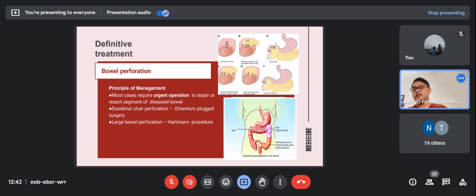Hartmann temporary or permanent depends on the stage of the disease. If the patient has finished adjuvant chemo, you can plan for reversal of Hartmann. The discussion is the success rate of reversal. Reversing Hartmann is more difficult than reversing ileostomy. That's the question, but you were unable to answer it because you didn't understand the concept.